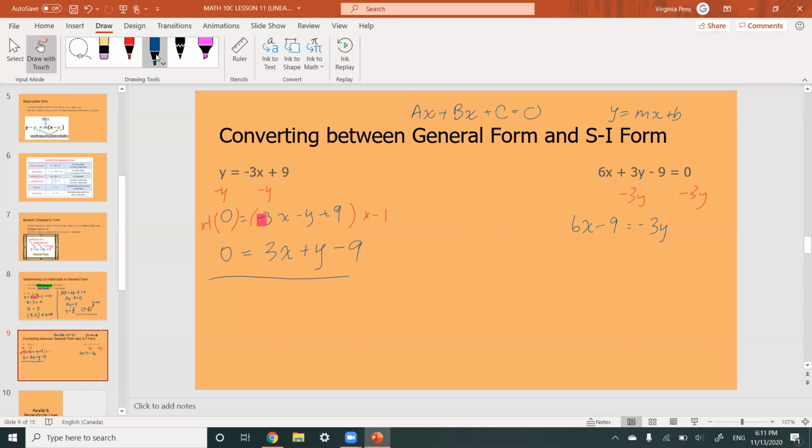Then now we just have to take the -3 away from the y, and since it's multiplying the y, we can take it out by dividing. So we divide by -3 to get rid of the -3. And in order to make sure this equation doesn't change, we have to do it to the other side as well. So we have y is equal to -9 divided by -3 is +3. Remember, a negative divided by a negative is a positive, and 9 divided by 3 is 3. And then we have 6x divided by -3, which becomes -2x.